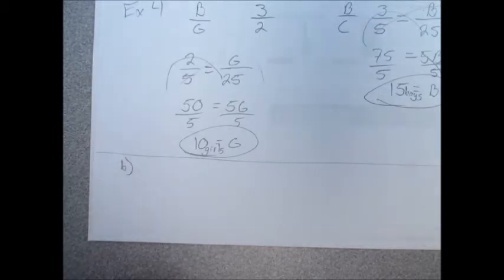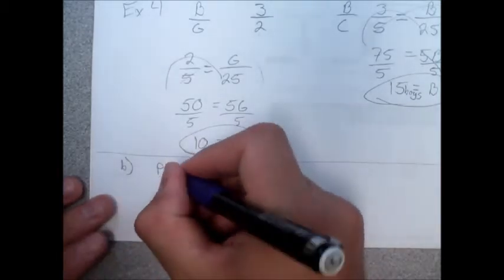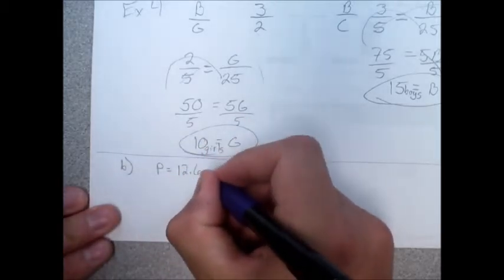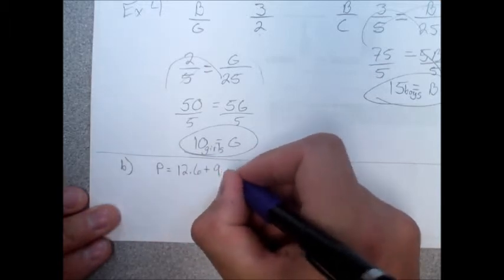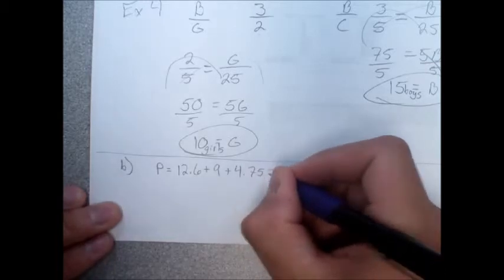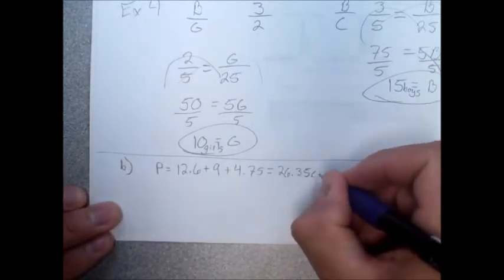So what is the distance that makes the whole triangle called? It's asking us to find the perimeter, right? So I need to find the perimeter first. So it tells us the measurements of what they were. It was 12.6. And how do I find perimeter? Add up all the sides, right? So 12.6 plus 9 plus 4.75. So I have to find my perimeter first. When I add all those up, I get 26.35 centimeters.